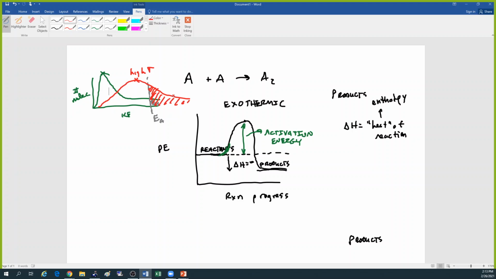But there's another way that we can speed up a reaction other than heating it. Yes, concentration.